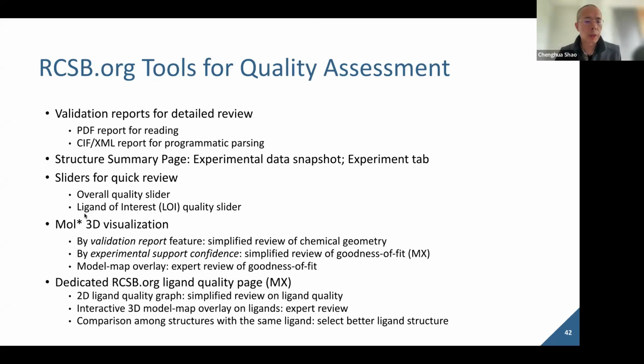And the Mol* 3D visualization has many useful tools to help you do the selection based on structure quality. You can view structures by validation report features. It can also view by experimental data, experimental support confidence. And finally, it has this map-model overlay to ultimately show the experimental data support. And we have the dedicated RCSB ligand quality page for the MX method with the 2D and 3D interactive features for you to do the comparison among the structures for the same ligand.